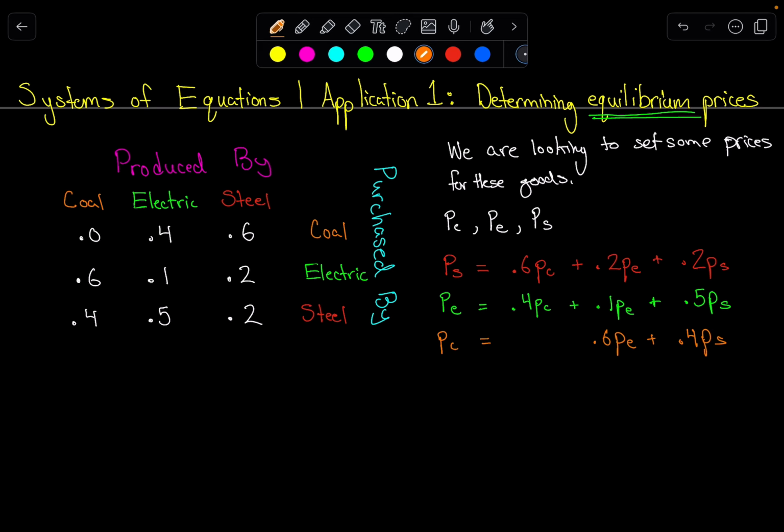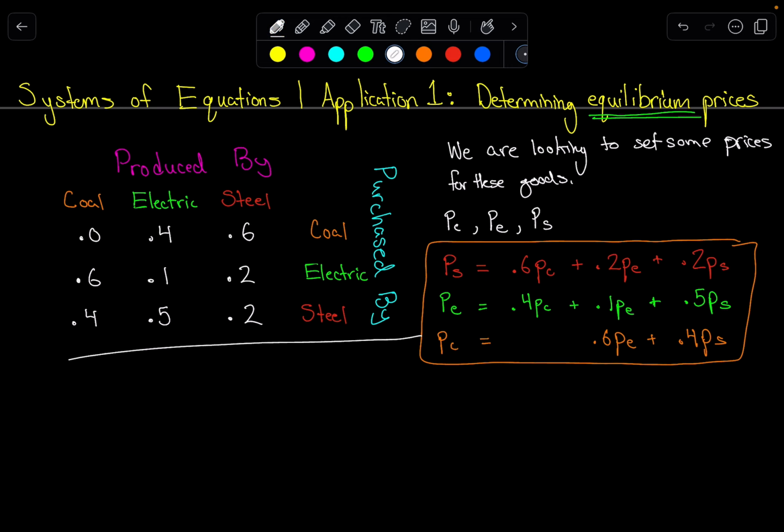What we can do is this is just a system of equations with three variables like we've been solving in the past. And so, I would probably set this up as a homogeneous system. So at this point, I'd probably move all of these variables to one hand side of the equation and get that 0 is equal to 0.6 the coal price plus 0.2 the electricity price. And then if I subtract that to the other side, I'm going to have minus 0.8 of the steel price.